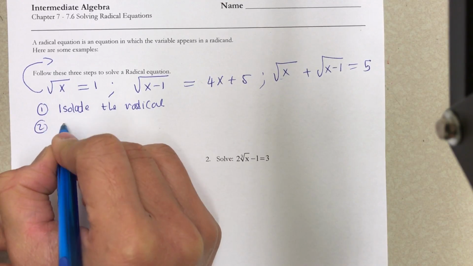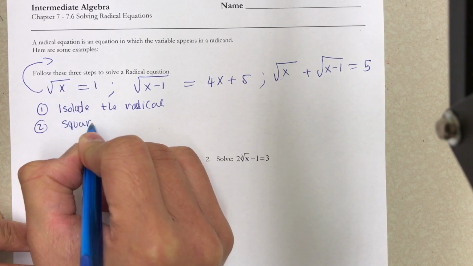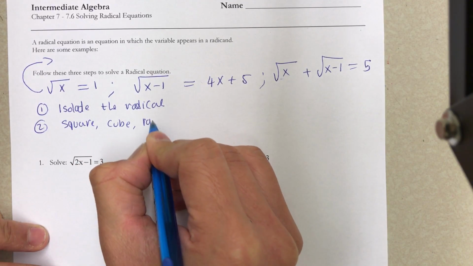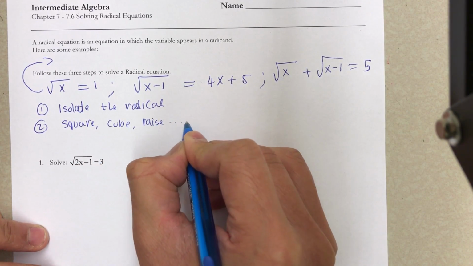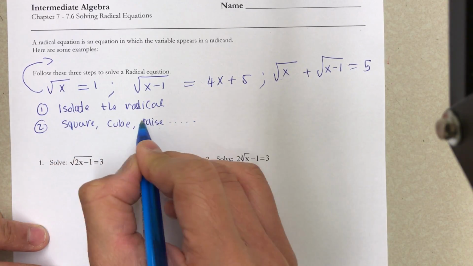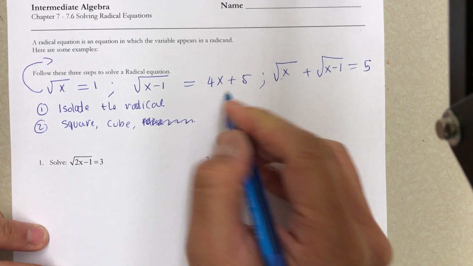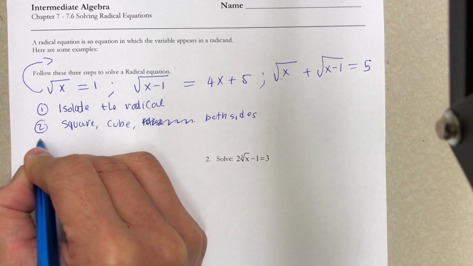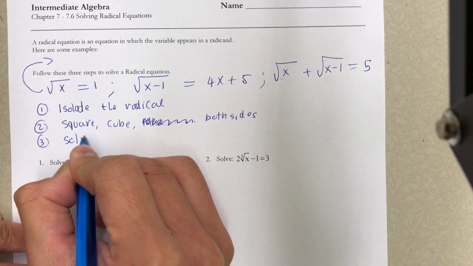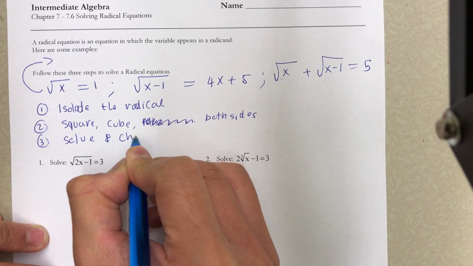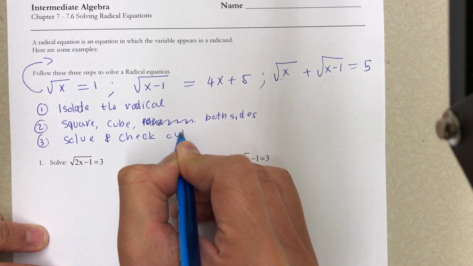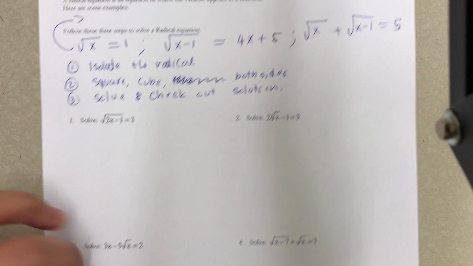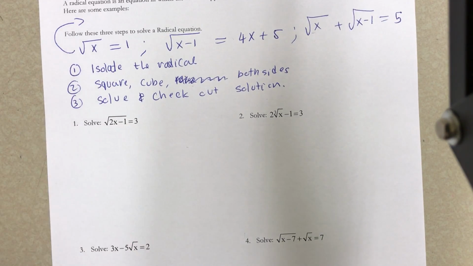The second thing we do is we're going to square, or cube, or raise both sides to the fourth power. Usually it's just going to be square or cube, both sides. And then we must solve and check our solution. Okay? So here's our first example of a radical equation.